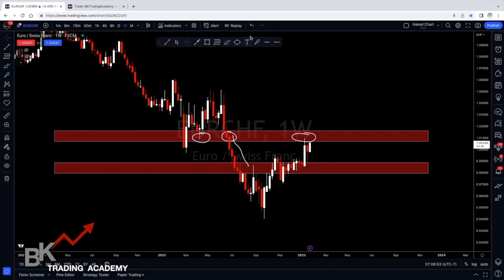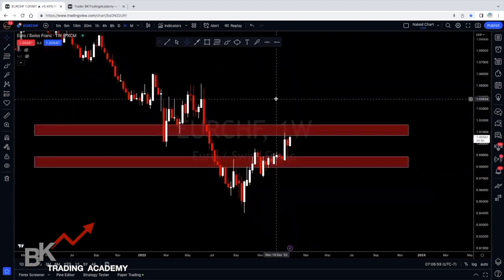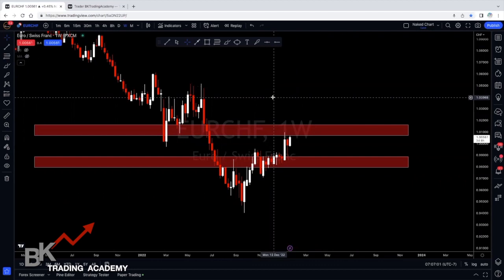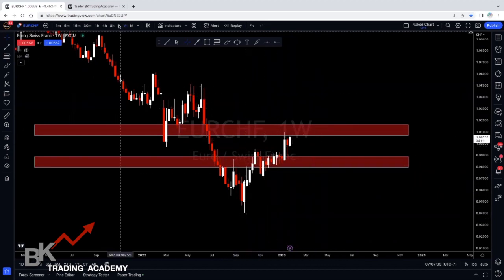So considering that, we want to ask ourselves, how do we want to approach this pair right now? What should our bias be? I am more in favor of a long bias because I believe that the market is going to continue to grow from that historical low. So in this case, where would our opportunity be?